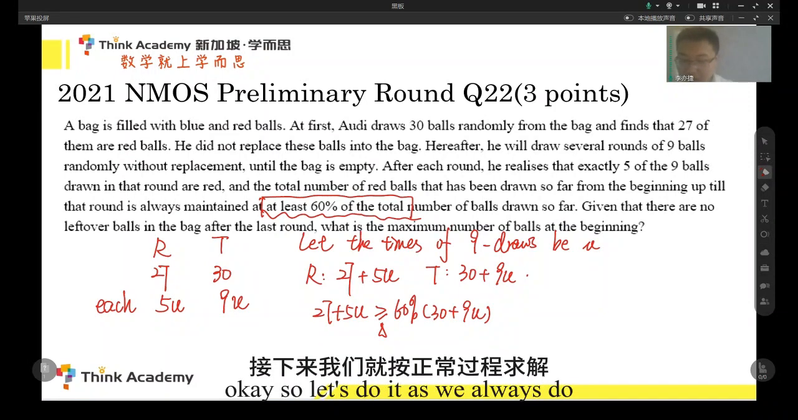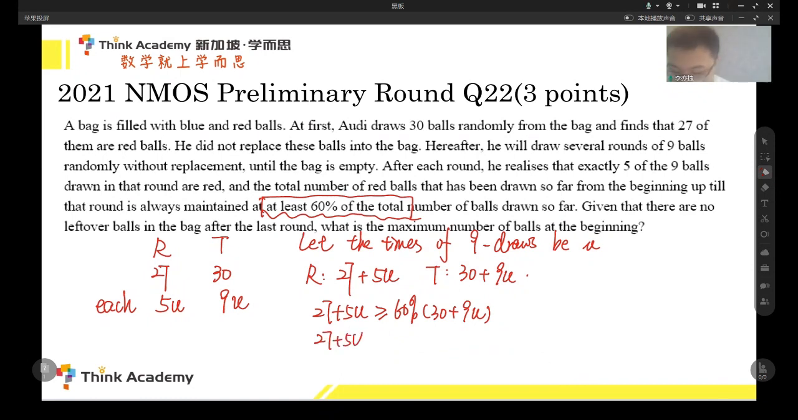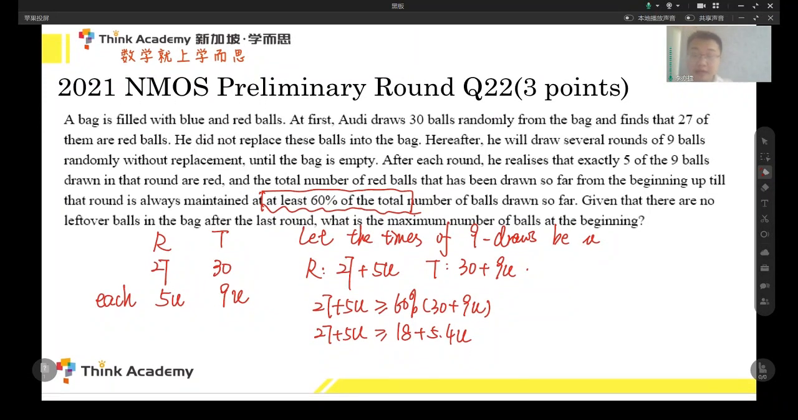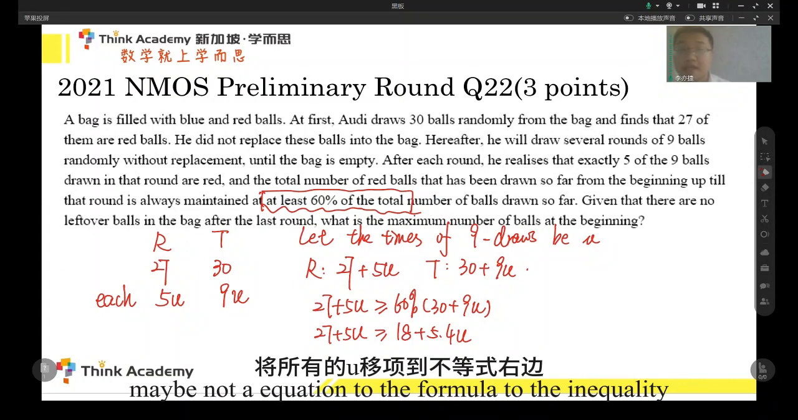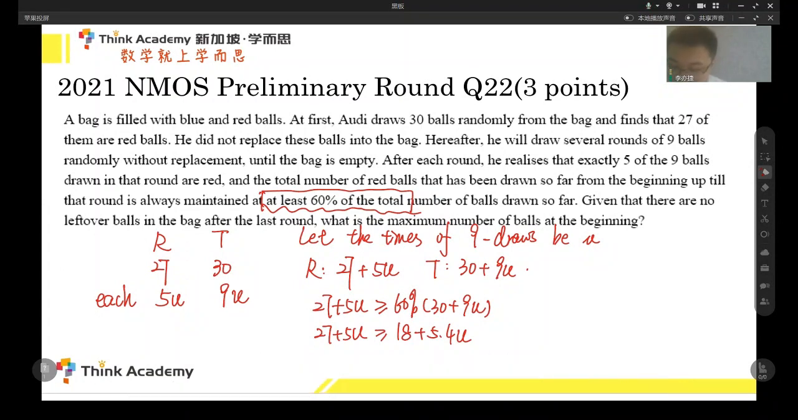Okay? So let's do it as we always do. First of all, on the right side, we have 0.6 times (30 plus 9u), which will be 18 plus 5.4u. Now on the left-hand side there are 5u's and on the right there are 5.4u's. So we can move all the u's to the right of the inequality, right? This is an inequality.